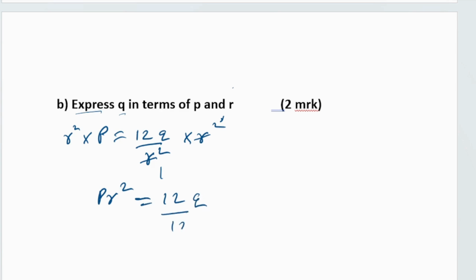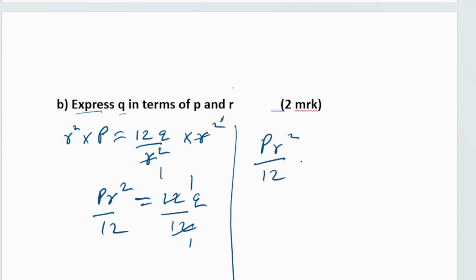Now we divide by 12 here and 12 here, so 12 over 12 cancels, and we have Q, or we can say PR squared over 12 is equal to Q. And therefore Q is equal to PR squared over 12. And therefore you get marks like that.